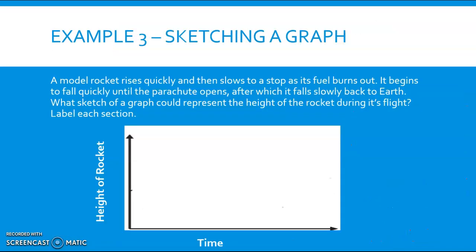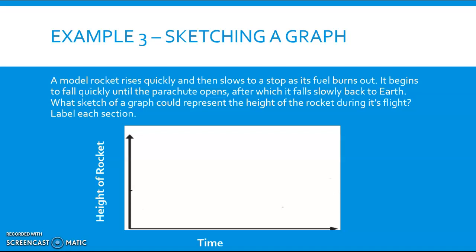All right, model rocket rises very quickly and then slows to a stop as the fuel burns out. It begins to fall quickly until the parachute opens, after which it slowly falls back to Earth. What is a sketch of the graph that could represent the height of the rocket during its flight?